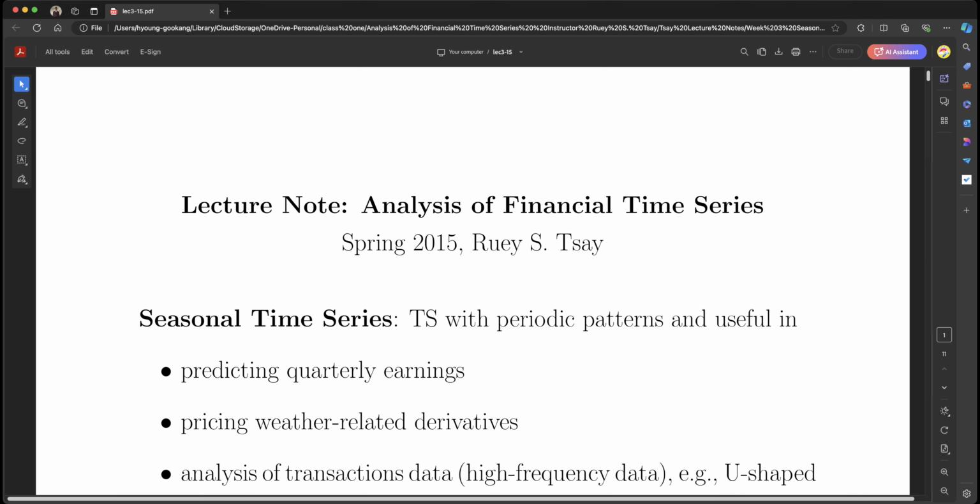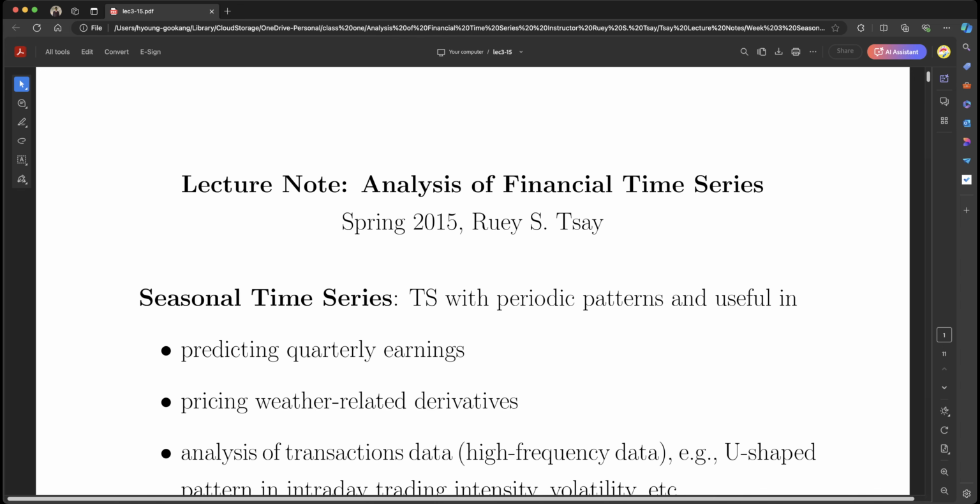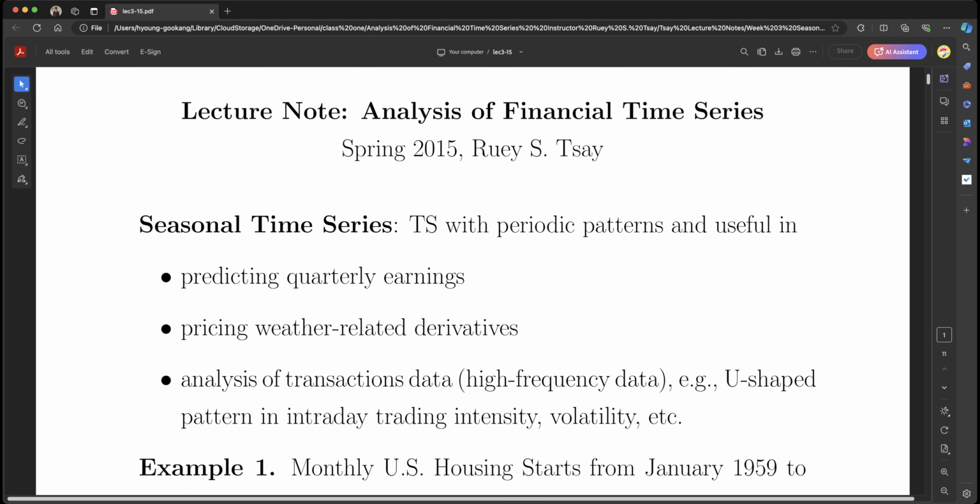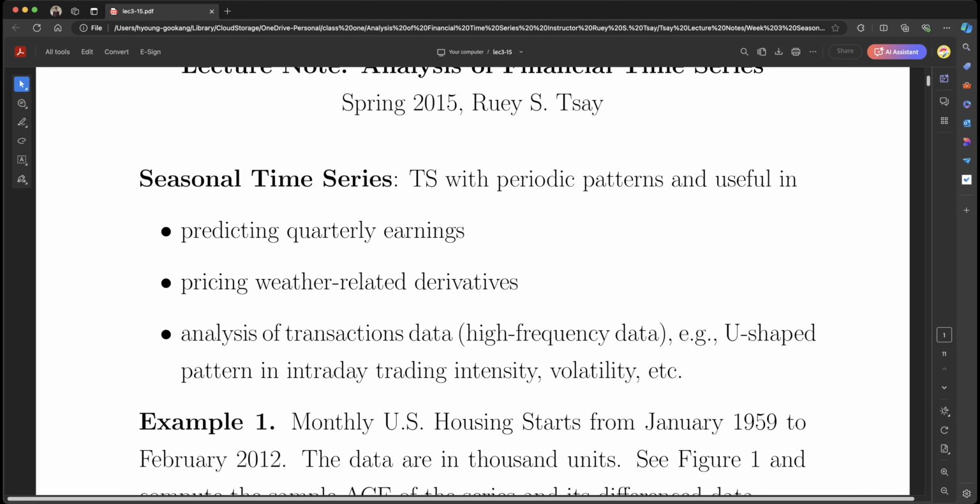Next, let's discuss seasonal time series. Seasonal time series means time series with periodic patterns, and it is useful in predicting quarterly earnings because they have patterns, and pricing weather-related derivatives, and analysis of transaction data like high-frequency data, for example, the U-shaped pattern in the intraday trading intensity, volatility, etc.